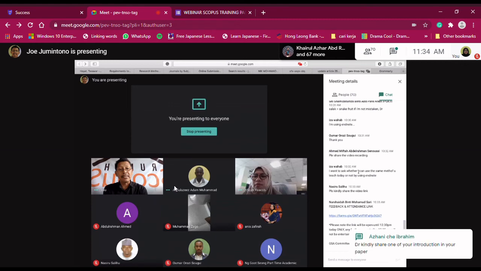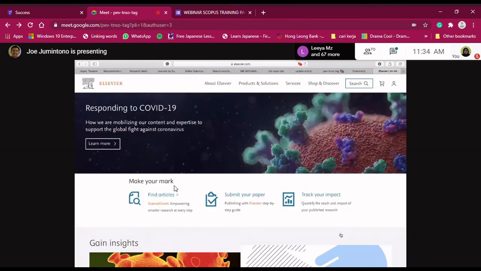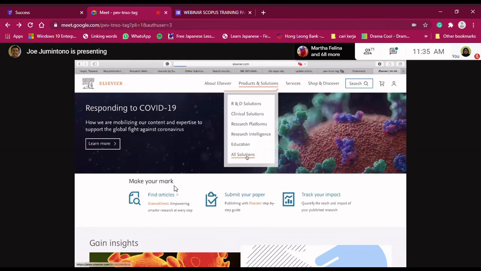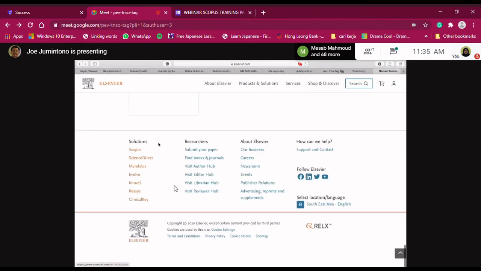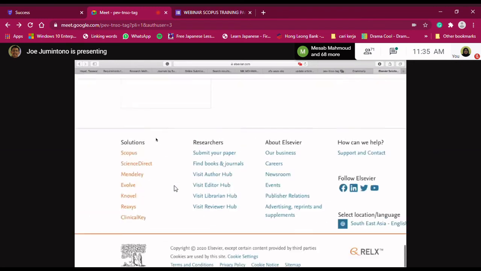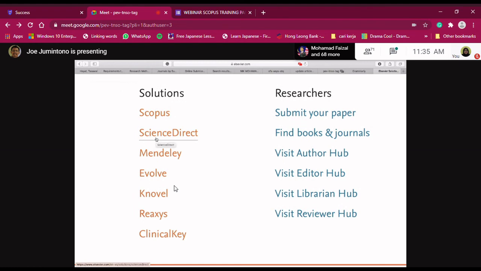That can publish an index-based Scopus. Okay, and Scopus. So you can use the tool that is available in the Scopus. Okay, take for example the solution here. You can see lcfire.com the solution: Scopus, ScienceDirect, Mendeley, Embase, Novel, Reaction, Clinical K.